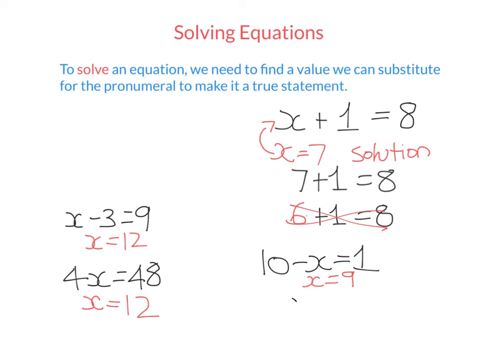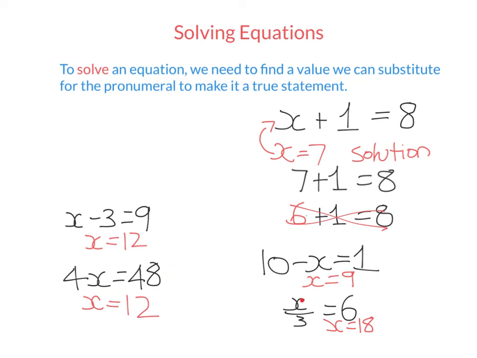Now, if you have something that looks like this, remember that the fraction line here means divide. This is saying x divided by 3 equals 6. So what number when you divide by 3 gives you 6? You can probably get the answer off the top of your head. It's x equals 18. Because if I substitute 18, I get 18 divided by 3 equals 6. That is a true statement.